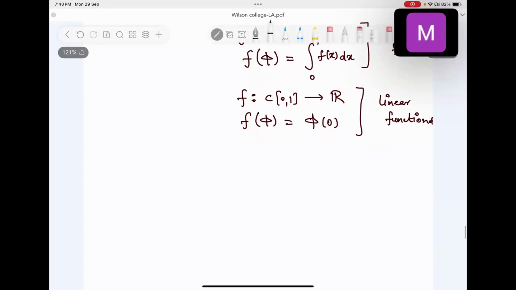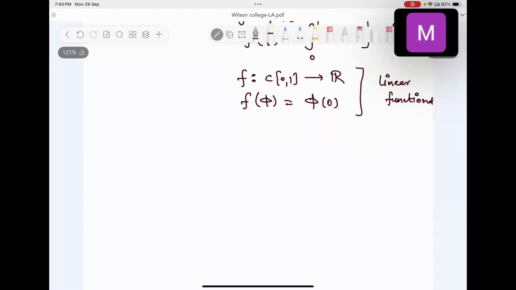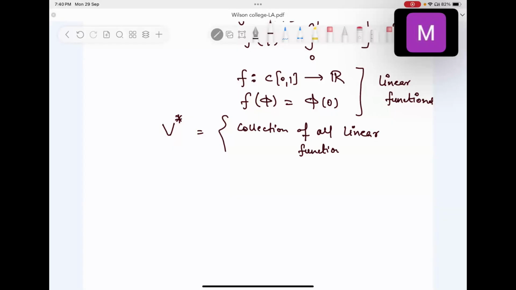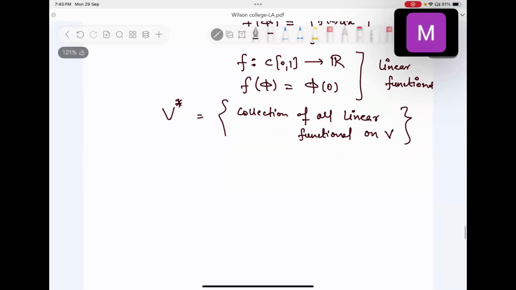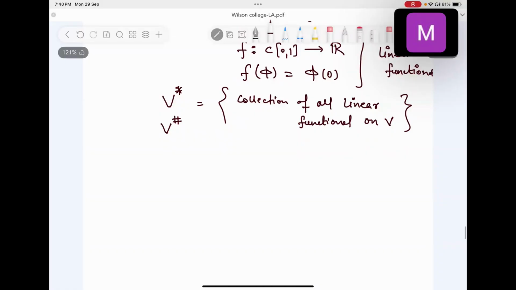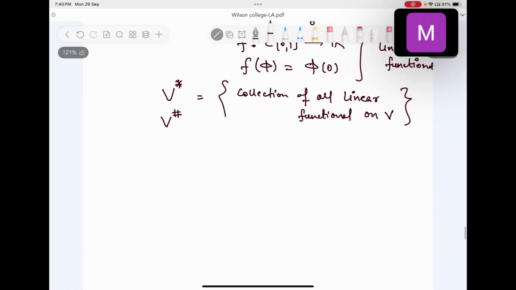Okay, now this is actually standard notation. This is the space of the collection of all linear functionals on V. This is either denoted by V star or sometimes we denote it by V prime. Both are notations of this collection. Now you can check that 0 is always there. The 0 functional always belongs to V star.